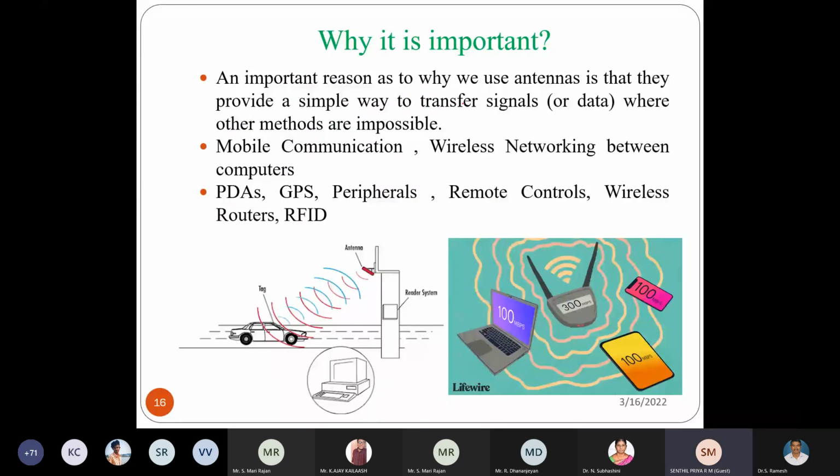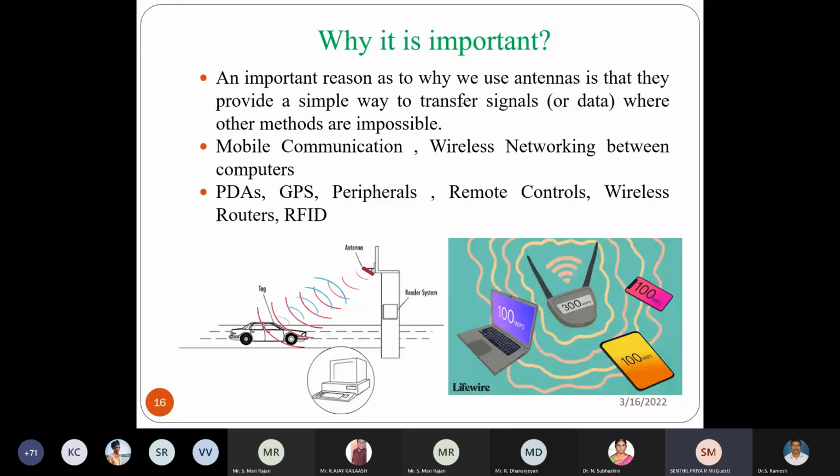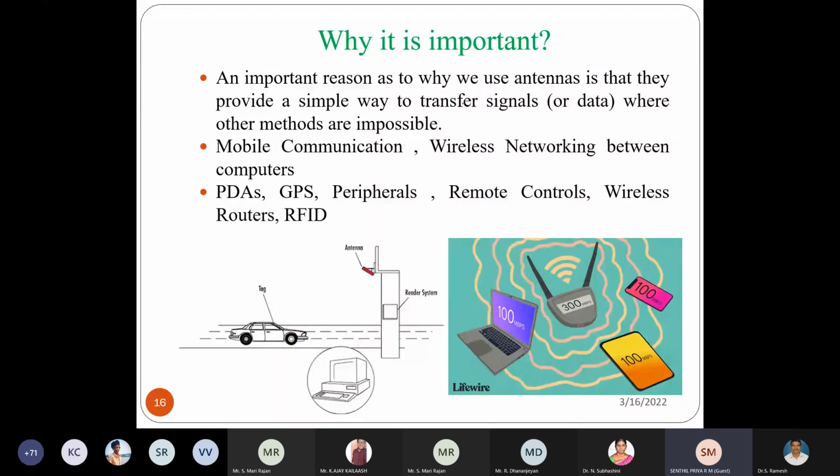And why is it important? Why is the antenna important? As I already told, we transfer information from one place to another in wireless communication. Without an antenna, that is not possible; we cannot transfer information from one place to another, right? So here we transfer information through an antenna. Whatever the transferred signal is, like audio or video, as I already told, it can be an audio signal or a video signal. Whatever the signal, we are going to transmit it.